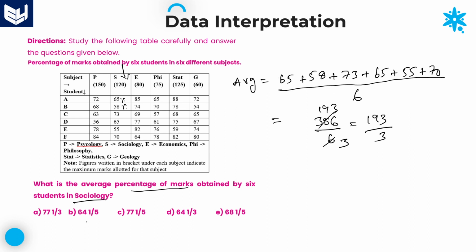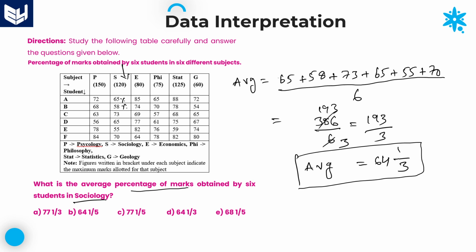As the options are given in terms of mixed fractions, calculate the values in terms of mixed fractions only. Average is equal to 3 6s are 18 and still 1 is left over. 13 means 3 4s, still 1 is a remainder. 1 by 3. Average is equal to 64 1 by 3 percentage. That is the required answer. Option D.